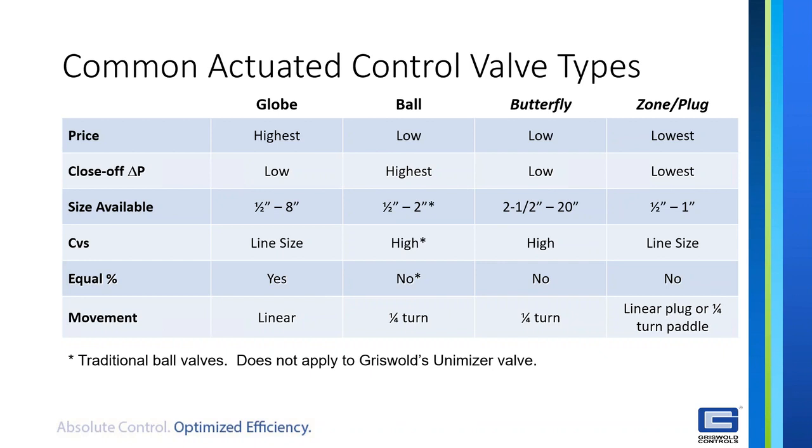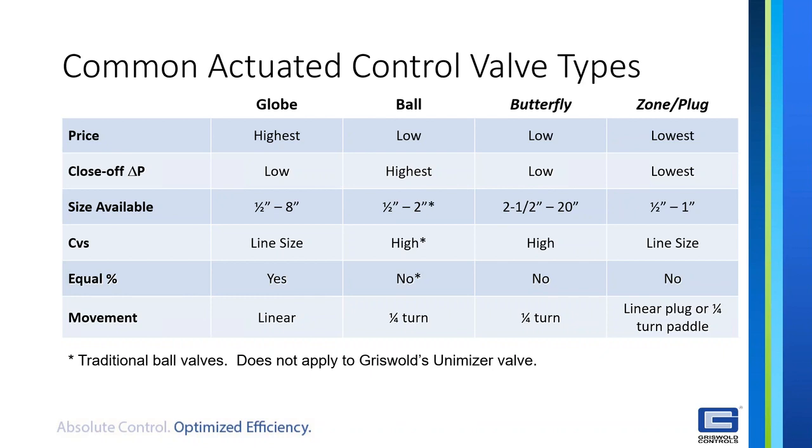The sizes available: globe valves historically had the broadest size range, from 1/2 inch to 8 inch, even higher. Butterflies were typically on the larger sizes, ball valves on the smaller sizes, and then zone valves, same thing, typically on the smaller sizes.